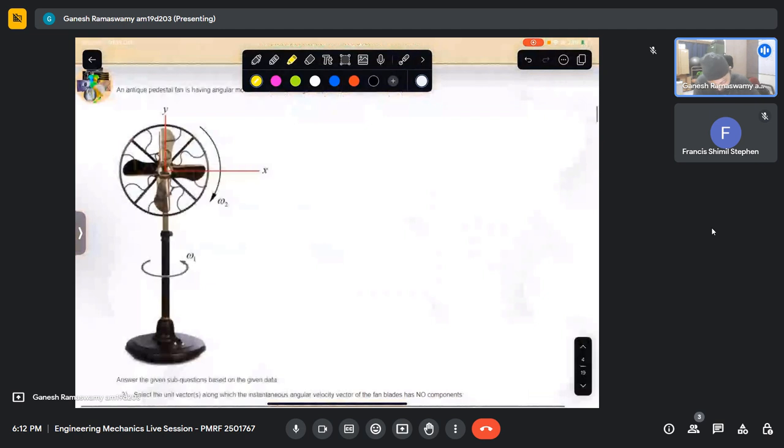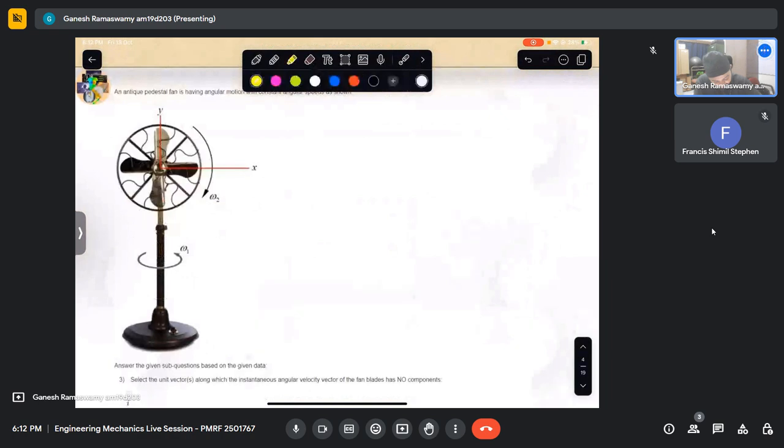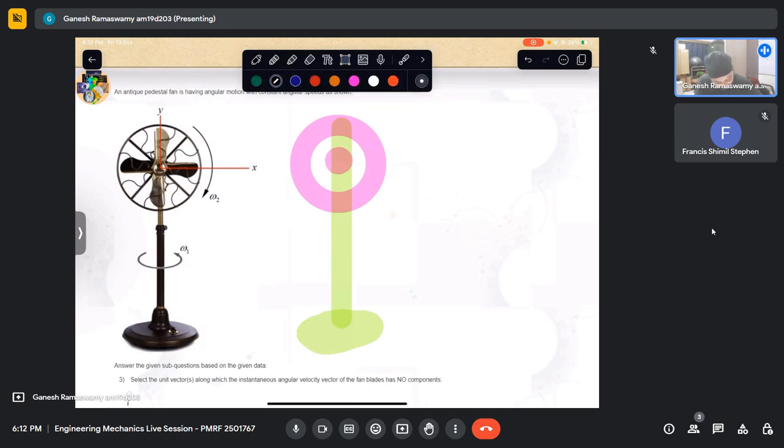So let us see this. An antique pedestal fan is having angular motion with constant angular speeds, so all the magnitudes are constant, as shown. So what do we see here? We basically see there is a stand like that, over which we have this mounted, the circular piece is mounted over that, and it is having angular motion. So what does this first point imply?